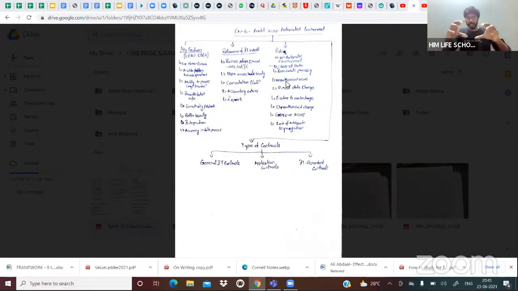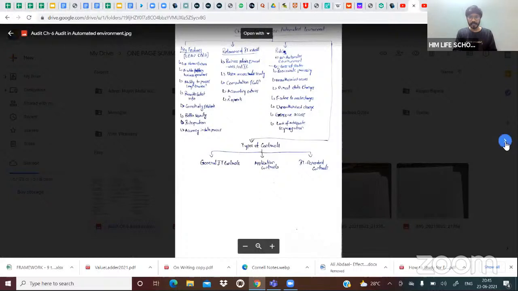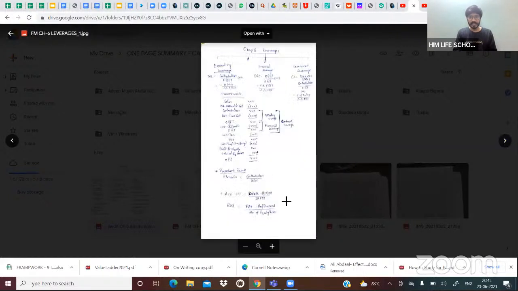Then once you get into the type of controls, you mentioned general controls, application controls, and IT dependent controls. You also have to add a few more controls here. What are the specific general controls? You can build on it, but overall it should not exceed one page. This is a good one actually. Next we'll look at the other chapter. Let's say this is leverages.